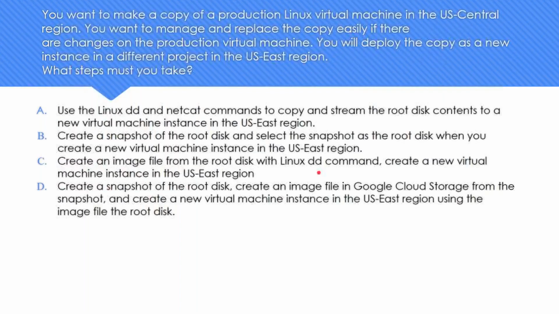Next question. You want to make a copy of a production Linux VM in US Central region. You want to manage and replace the copy easily if there are changes on the virtual machine. So the whole reason why you are having a copy is, if some issue is there, you want to replace it. So you deploy the copy as a new instance in a different project in US East region. Currently it is in US Central, and you will deploy the new image, the copy, in US East region. What are the steps you should take basically?